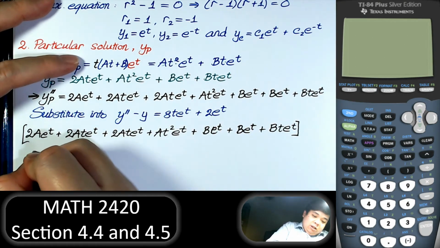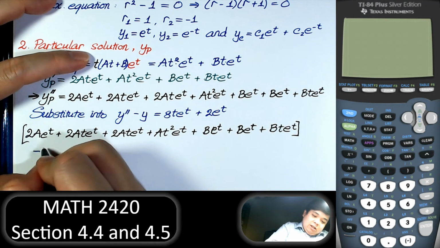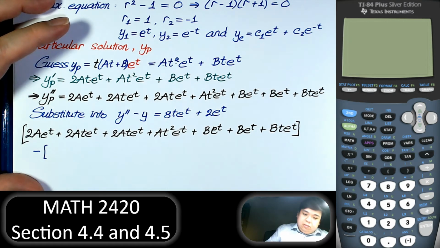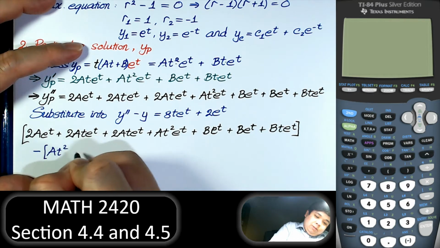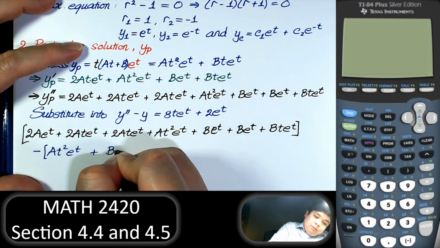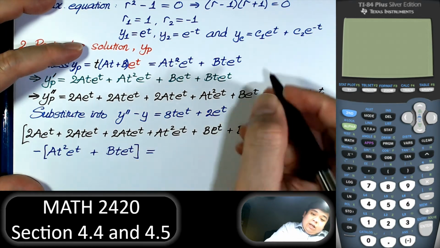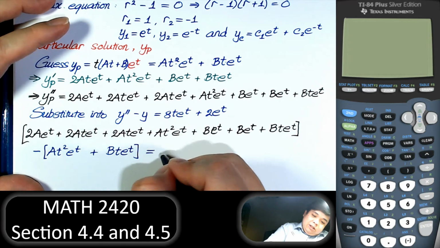Then minus the function would be that, equal to the right hand side of this.